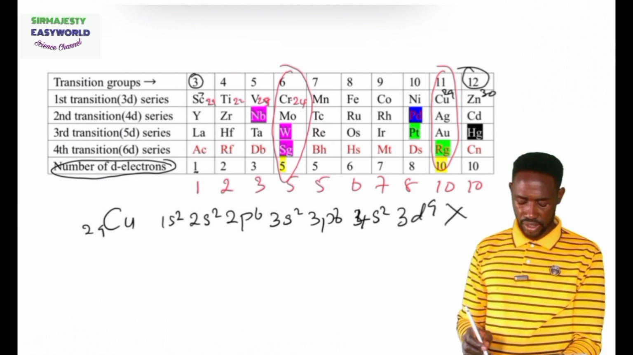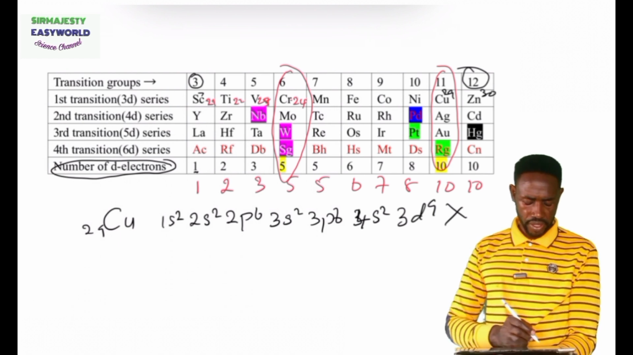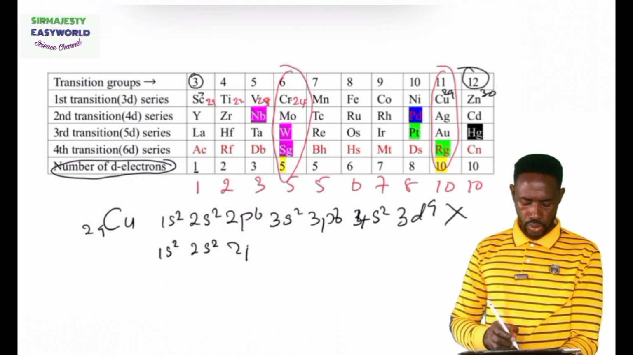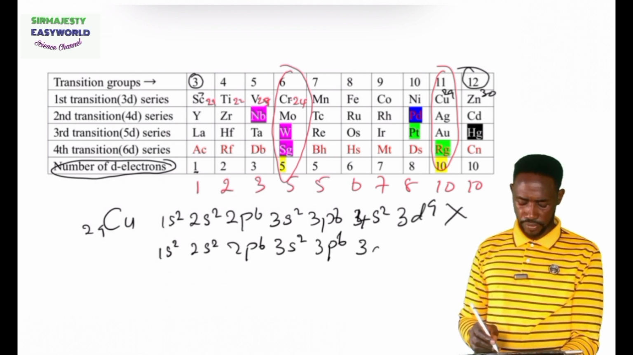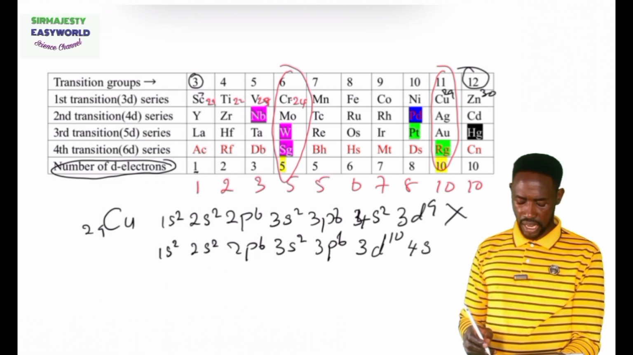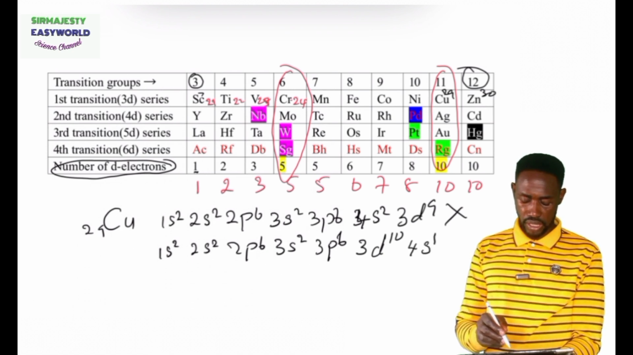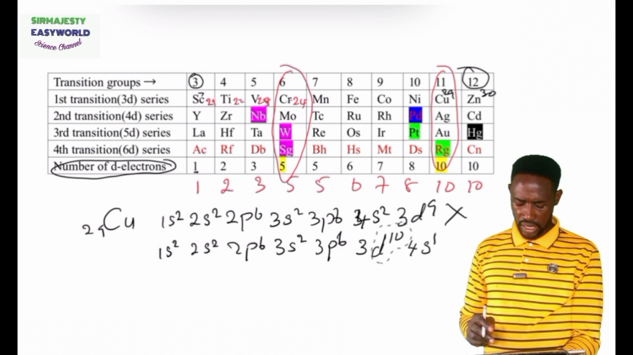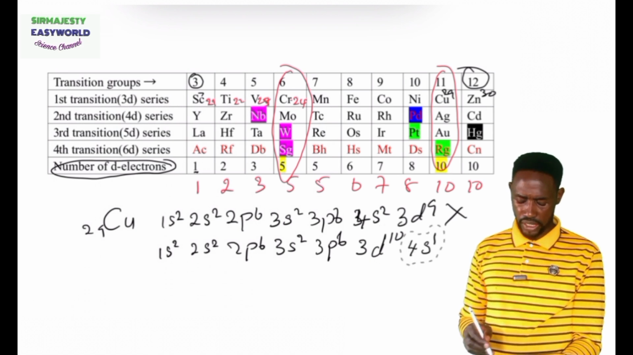3d9. This is incorrect. So the correct thing should be what? 1s2, 2s2, 2p6, 3s2, 3p6. The 3d is filled before the 4s, which is unusual: 3d10 and 4s1. This is where our interest lies. You see, this is 3d10 and 4s1, which is a deviation.